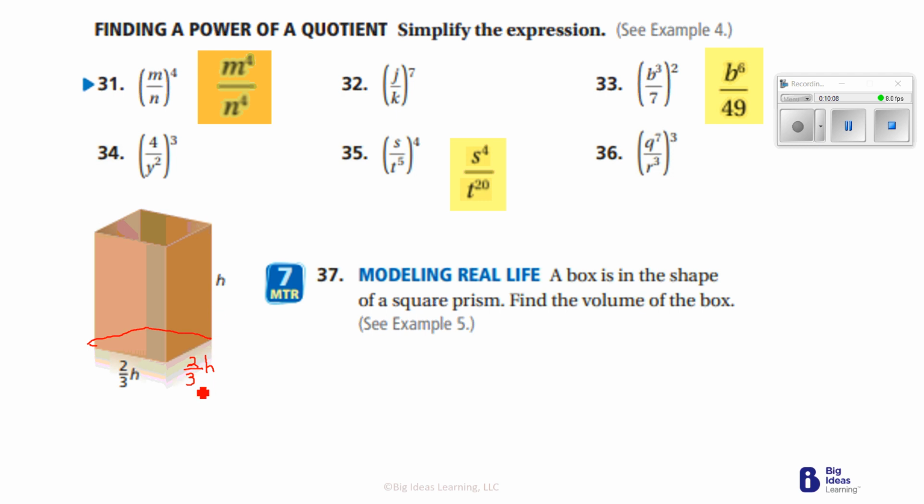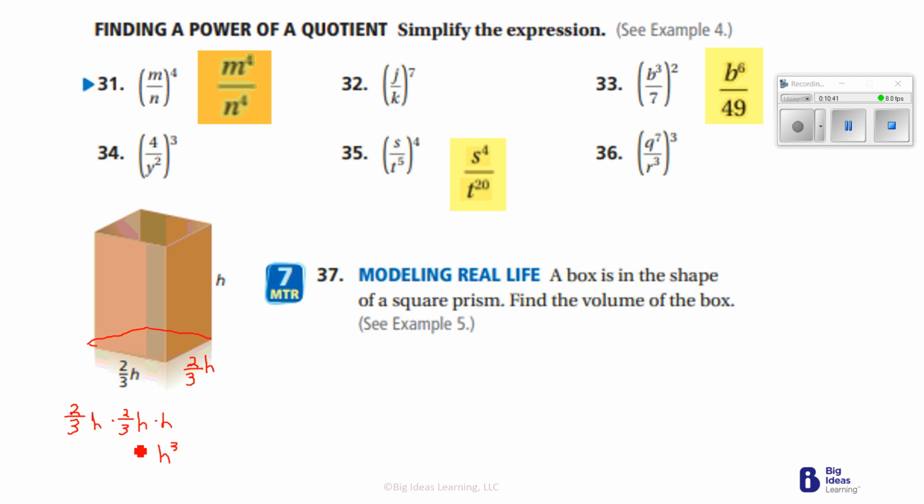And of course, we know the volume for a box is base times height times length, or width times length times height. So we're going to have 2 to the third h times 2 to the third h. Well, 2 times 2 is 4, 3 times 3 is 9, and h times h is h to the second. But then we have another h, so really this is going to be 2 to the third h times 2 to the third h times h, right? So we're going to have h to the third power here in the end.